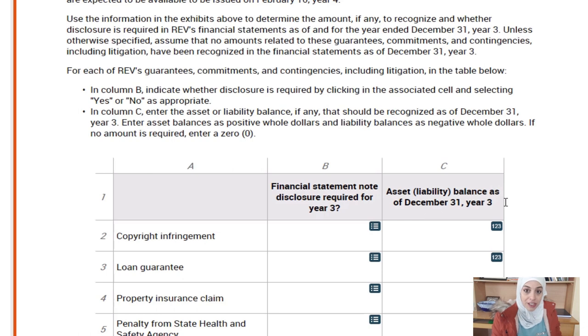They're telling us assets positive, liabilities negative. And if the answer is there's no amount, put a zero, okay? Very important. Don't leave anything blank, because if you leave it blank, you will lose a point.